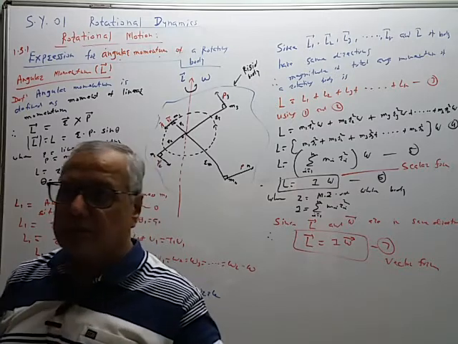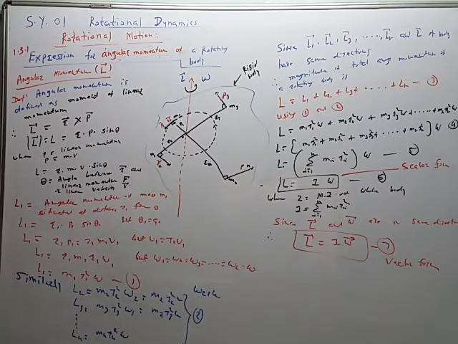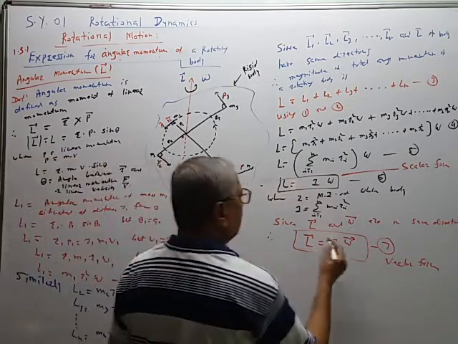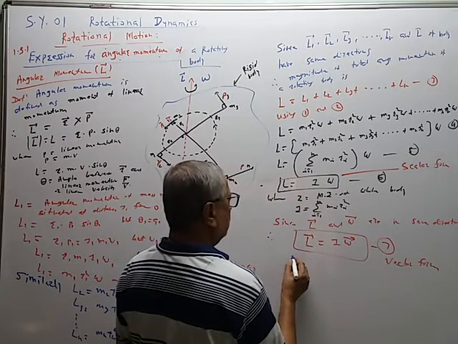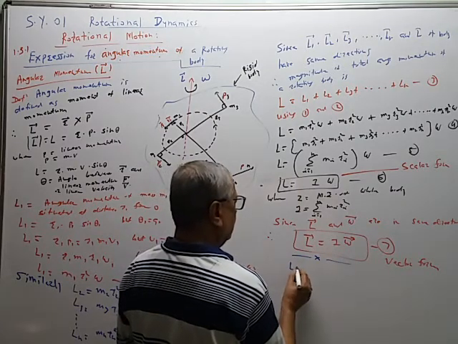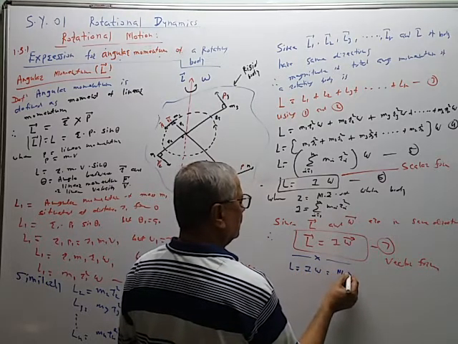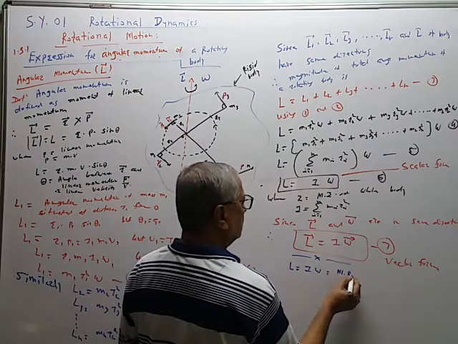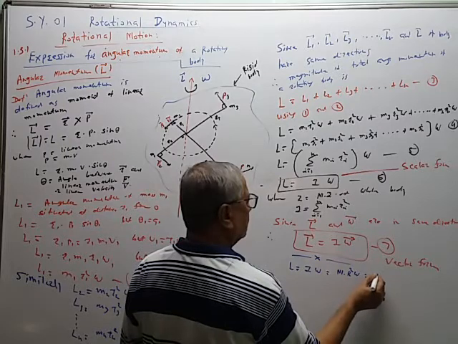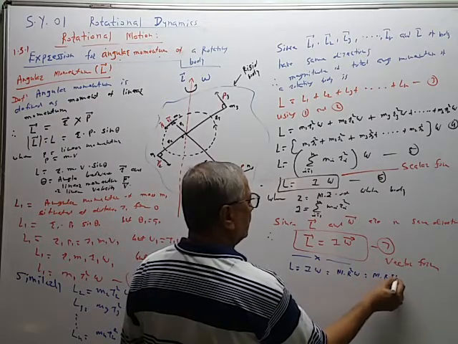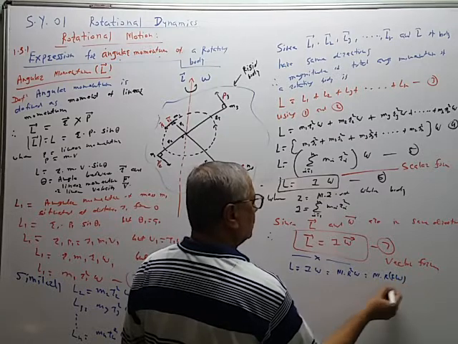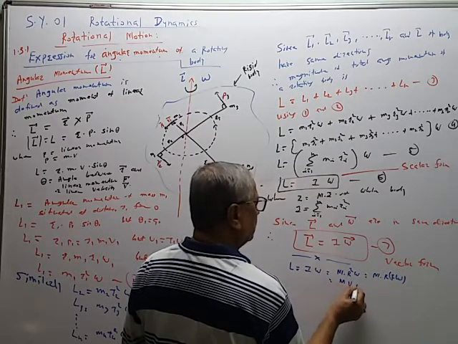The angular momentum unit we know. Angular momentum is given in various forms. For solving the problem, we may require the other form also. So this I is given by mr square. L is equal to I into omega. It is equal to mr square omega. It is equal to m into r into omega. This r into omega is equal to v. So this is equal to mvr, like this.